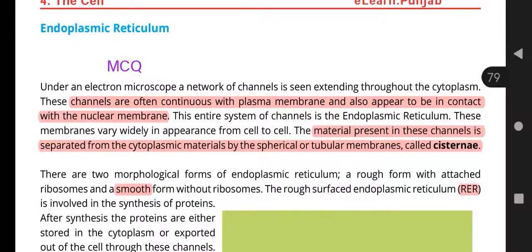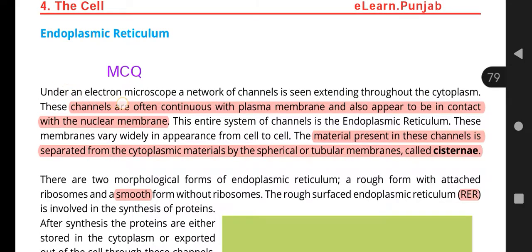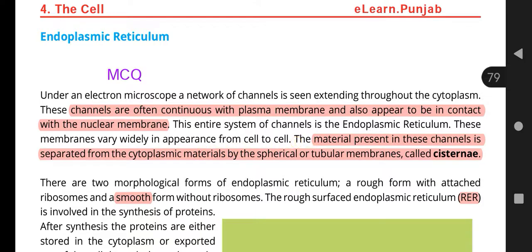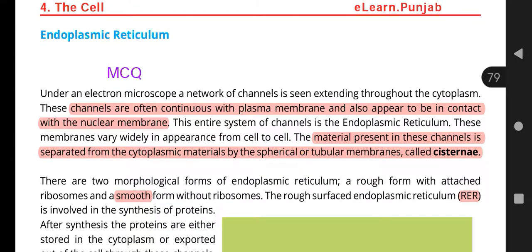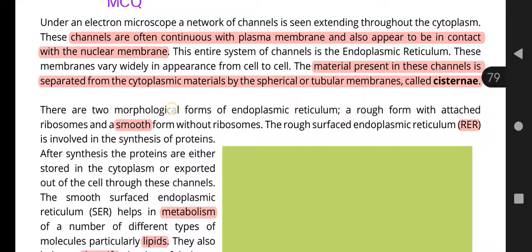So let's start with the reading. Under an electron microscope, a network of channels is seen extending throughout the cytoplasm. These channels are often continuous with the plasma membrane and also appear to be in contact with the nuclear membrane. This entire system of channels is the endoplasmic reticulum. These membranes vary widely in appearance from cell to cell. The material present in these channels is separated from cytoplasmic material by the spherical or tubular membrane. These are called cisternae. You should not confuse it with the cristae that are present in mitochondria, but here we have the cisternae.